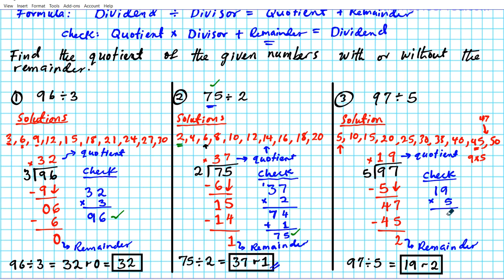5 times 9, 45, carry 4. 5 times 1 is 5, plus 4, 9. 95. Do not forget to add your remainder, which is 2. 97, jackpot. That is exactly what our dividend is. Check, check. Our answer is correct.